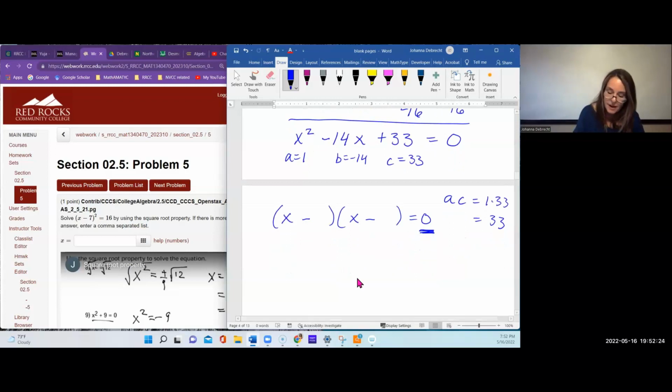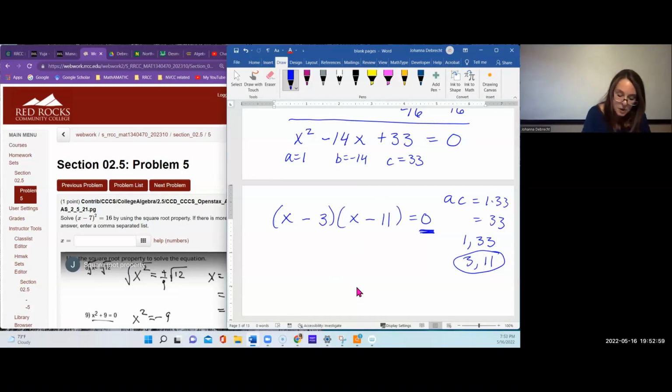Let's make a list of the factors of 33. 1 times 33. It's not even, so it's not divisible by 2. Then 3 and 11, and I don't need to go any further because I found it, 3 and 11. In fact, there aren't any others. Now I can split up 33 as 3 and 11, and notice that negative 3 times negative 11 would give me 33, and negative 3x and negative 11x would give me negative 14x.